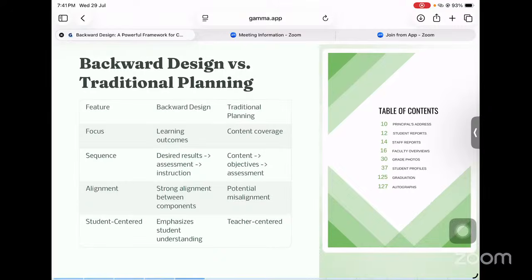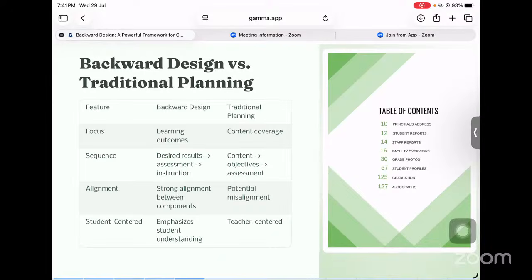Whereas in traditional planning, there is a misalignment because content is given, objectives are given, and then you are looking at assessment. So it may not happen that the assessments are aligned with what you are teaching and what the objectives are. That is a very important point for backward design, why it is better than traditional planning.